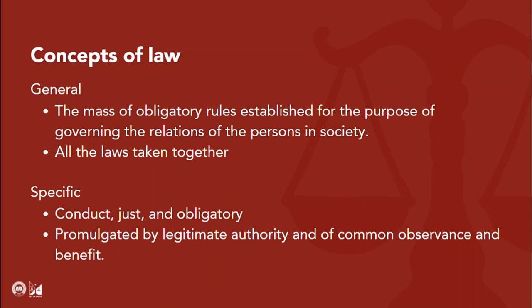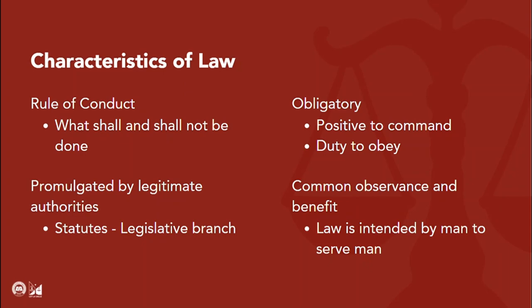There are four characteristics of law. First is the rule of conduct, what shall be done and not. Second, it is obligatory. It is a positive command, a duty to obey, and involves sanctions. Third, it is promulgated by legitimate authorities. An example of it would be the statutes, which is the legislative branch. And fourth, common observation and benefit. Law is intended by man to serve man.